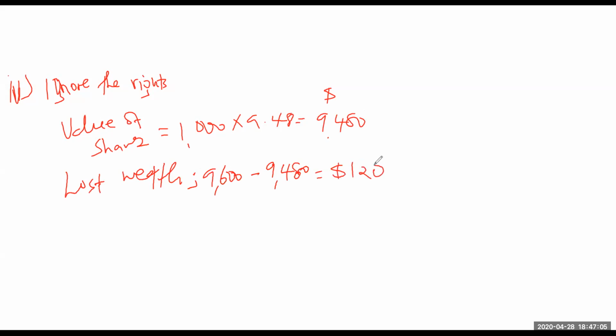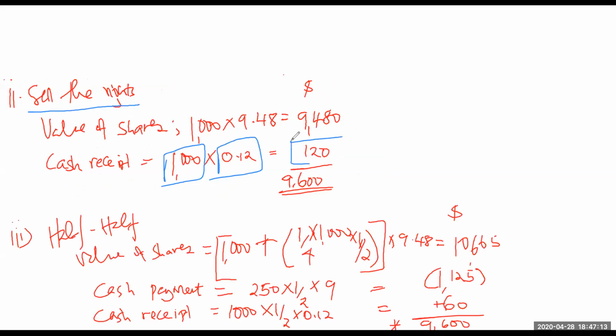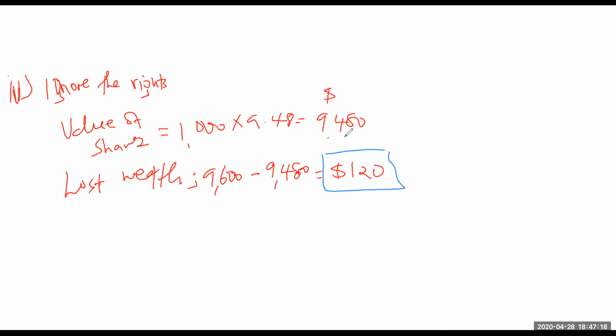Now, what is 120? Don't forget this 120 is the value of the rights. Just take you straight back to here. This 120 is what you have here. This investor had some lost wealth equivalent to the value of those rights. Therefore, we can make a conclusion.